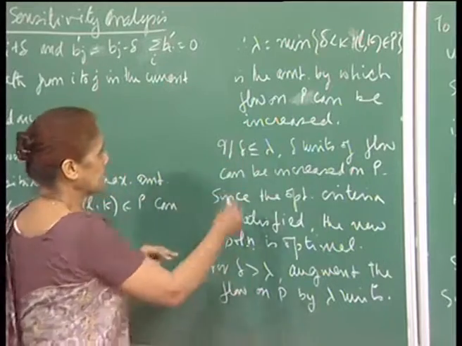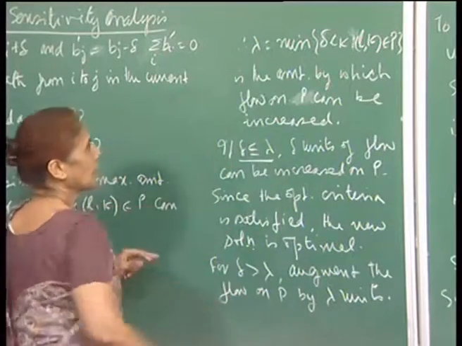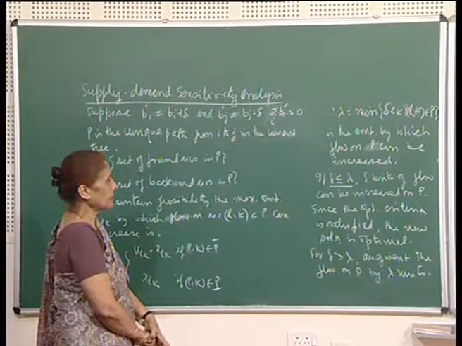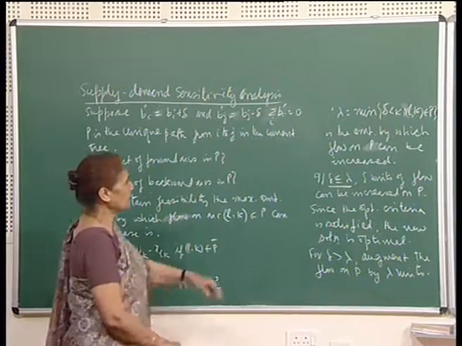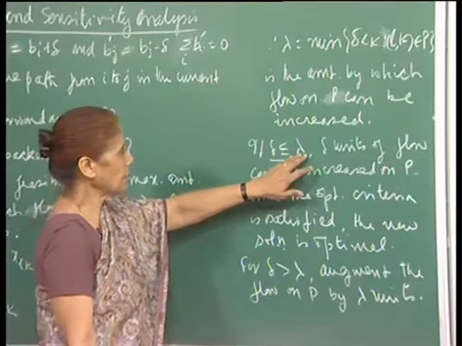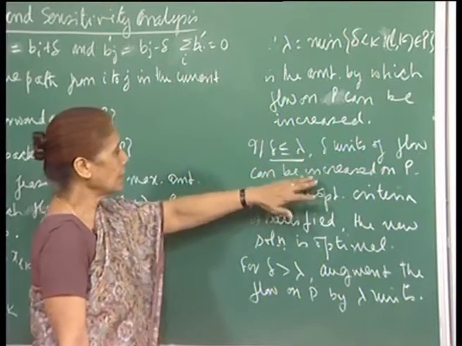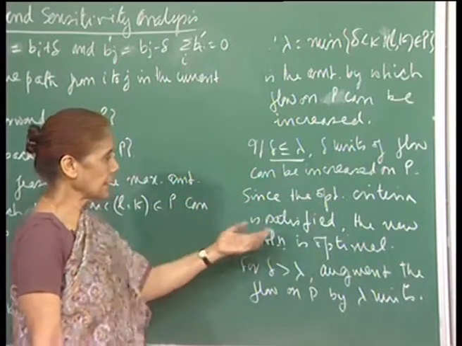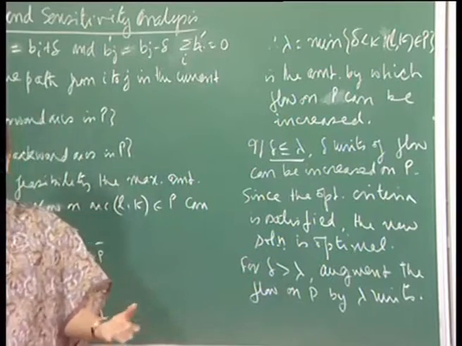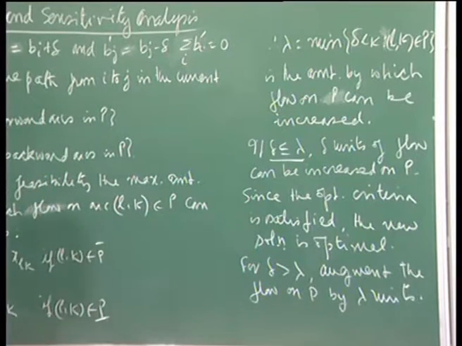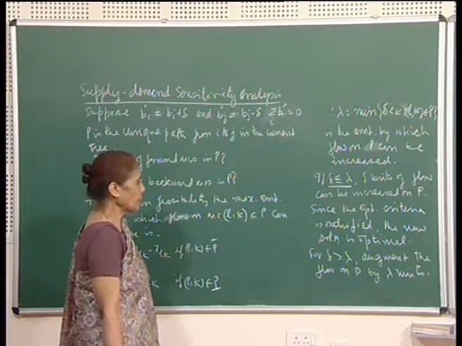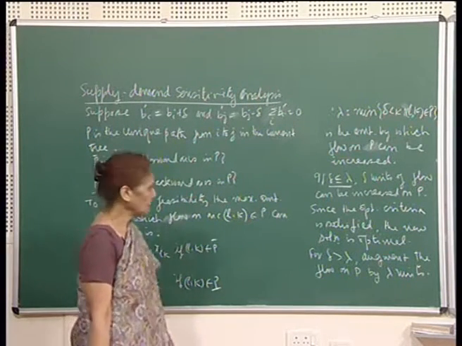So lambda is the augmenting capacity of the path p. Now, if delta is less than or equal to lambda, fine, because we want to increase the flow by delta and the capacity of the path allows us to do it. Then I can increase the flow, and since the optimality criteria continue to be satisfied, I have not disturbed my basic feasible solution. Therefore, the current solution is optimal. Of course, the cost will go up, because you have increased flow on the network.